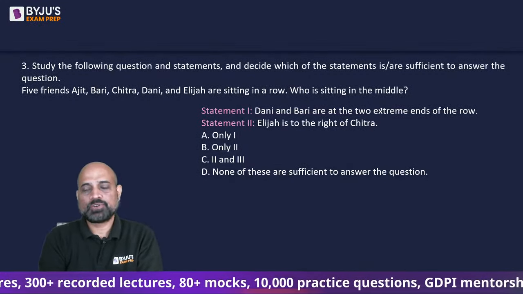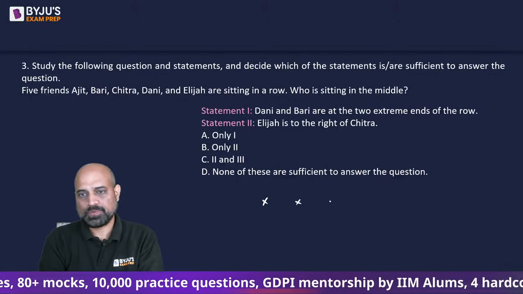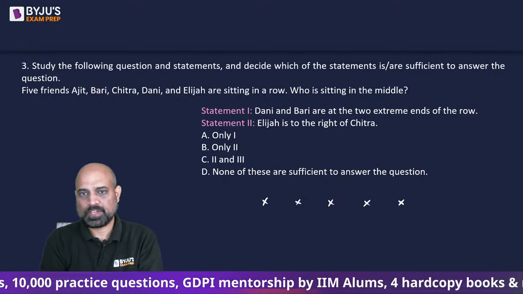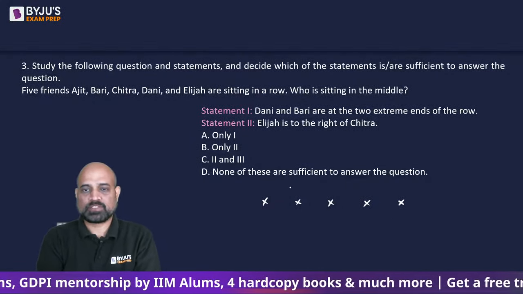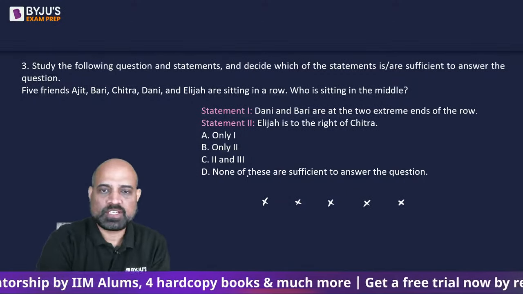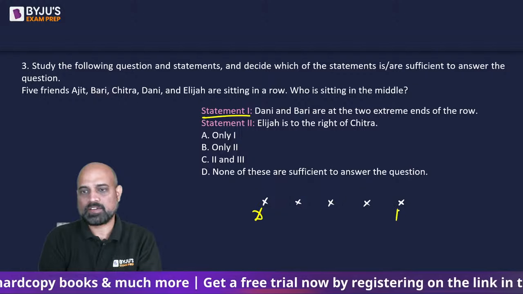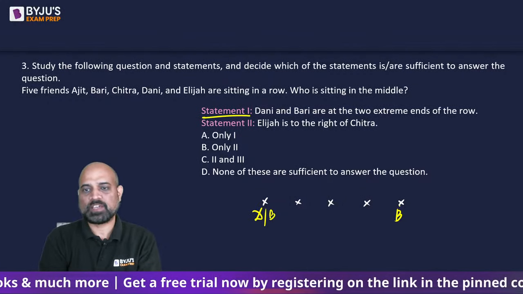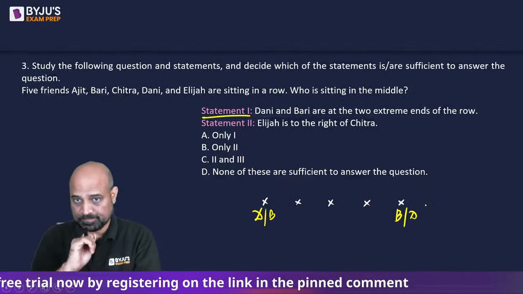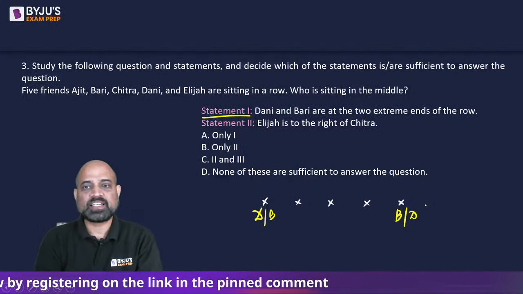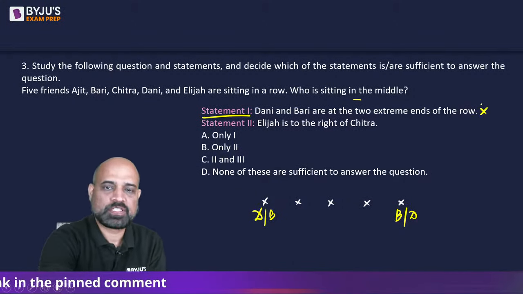They are sitting in a row. Who's sitting in the middle? So we have got 5 friends, so we have got 1, 2, 3, 4, 5. Then it says D and B are at the 2 extreme ends. Now, using statement 1, we do know that D and B are at the extreme ends. So we can have D and B here or B and D here because it's not mentioned who is to the left end and who is to the right end. Who is sitting in the middle? Don't know. So the first statement alone will not give us the answer.